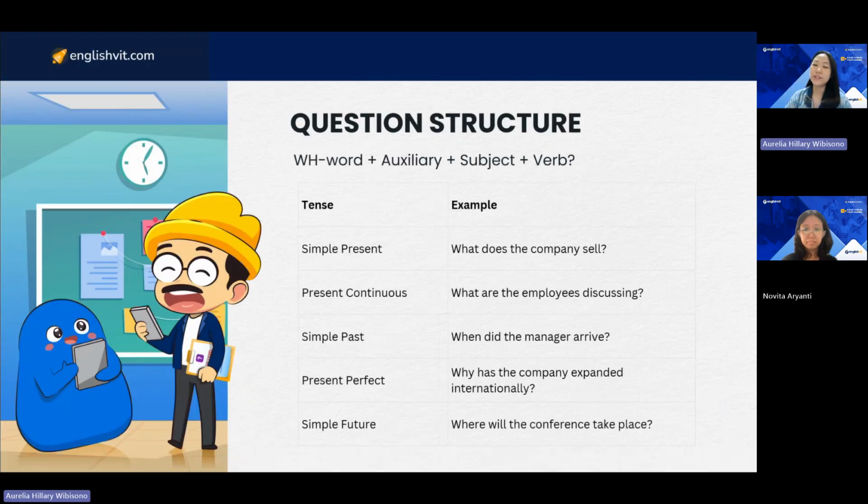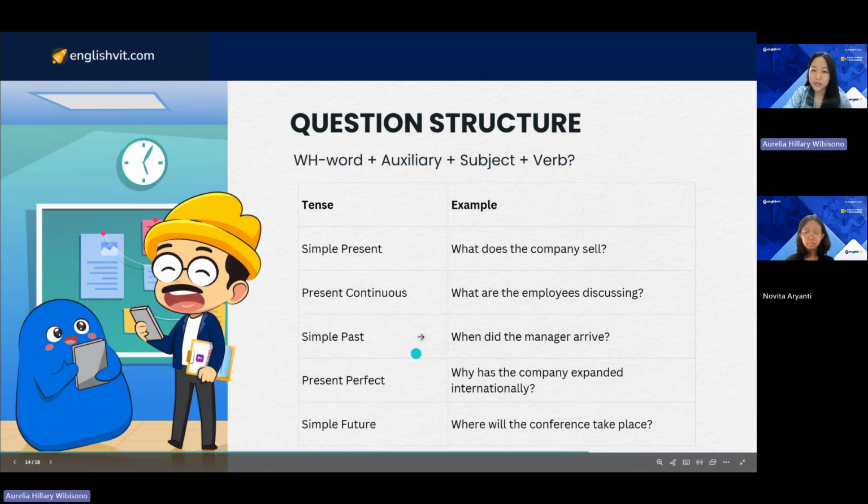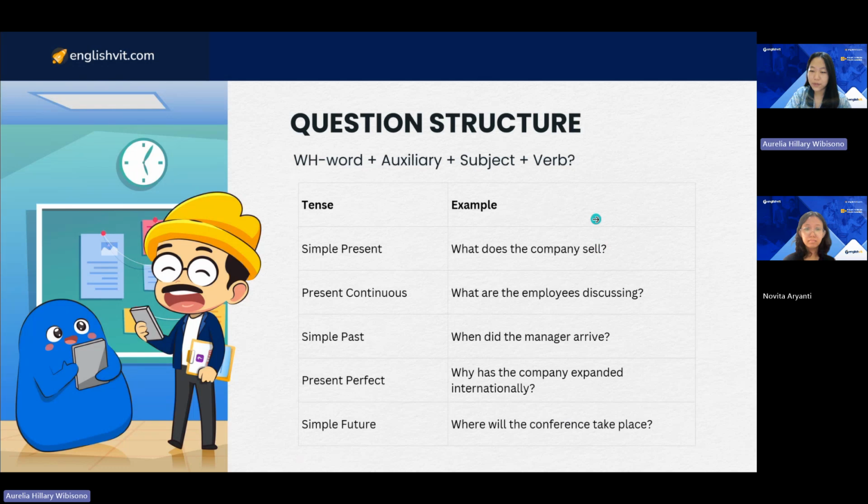So next one, question structure. If you want to ask about something, you can use this structure: WH word, auxiliary plus subject plus verb for every tense. Starting from simple present, you can use does followed by the subject and verb. What does the company sell? The company promotes a service for your house, a house cleaning service.